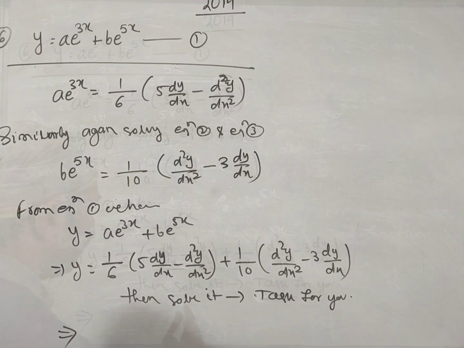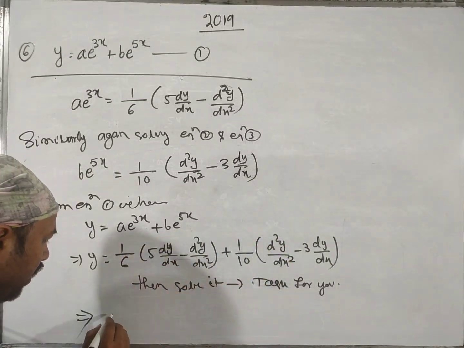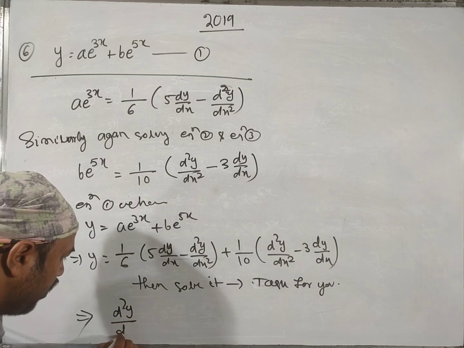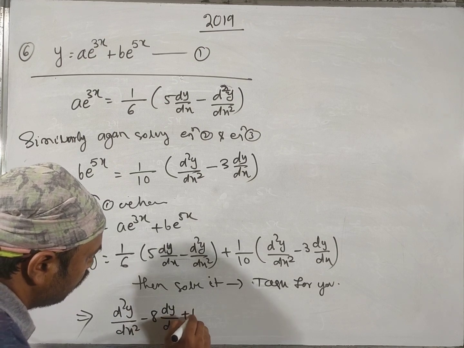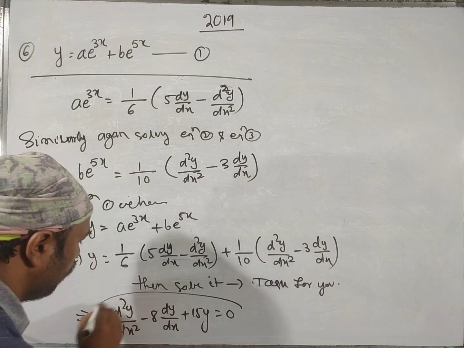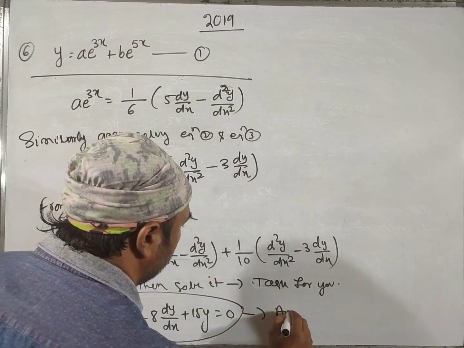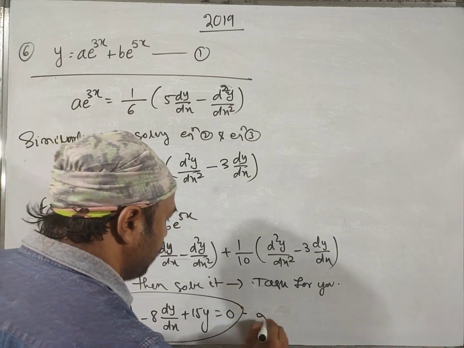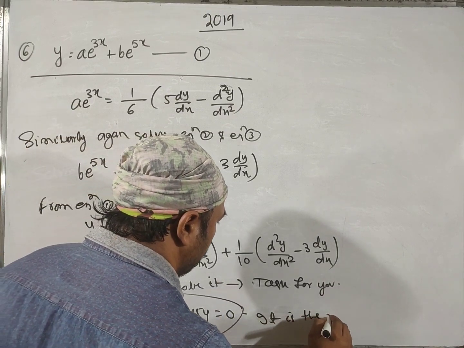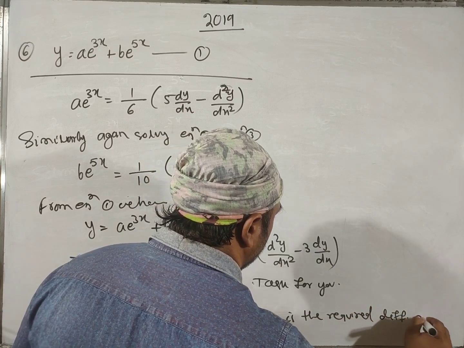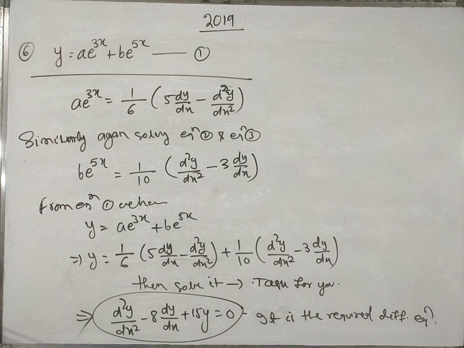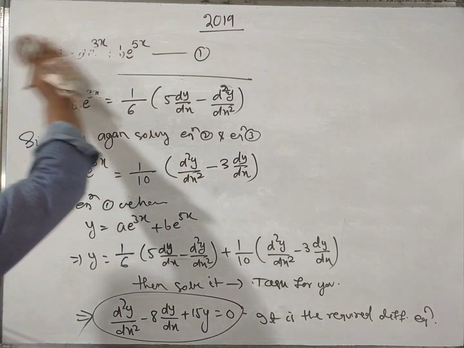The final answer will be, after solving this, d square y upon dx square minus 8 dy upon dx plus 15y is equal to 0. And this is the answer. It is the required differential equation. Then going through the next problem.